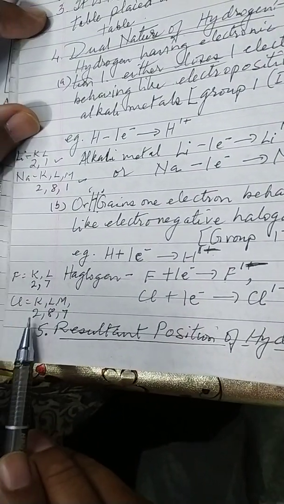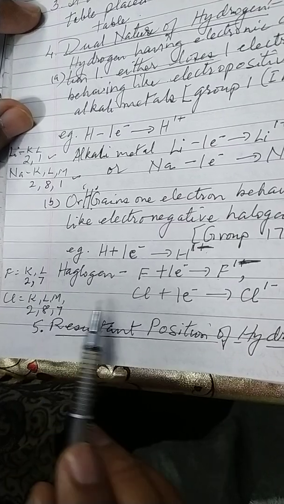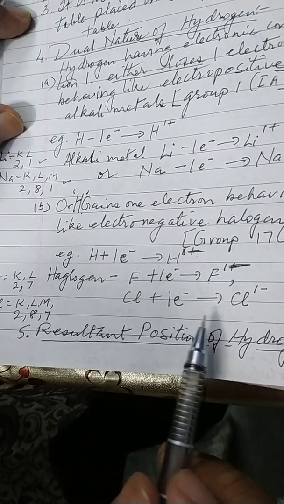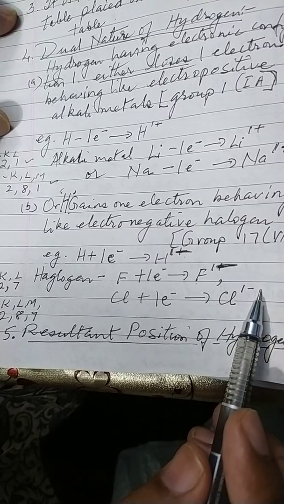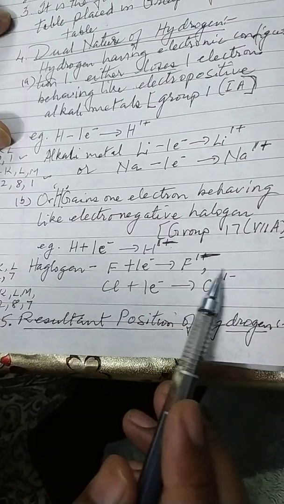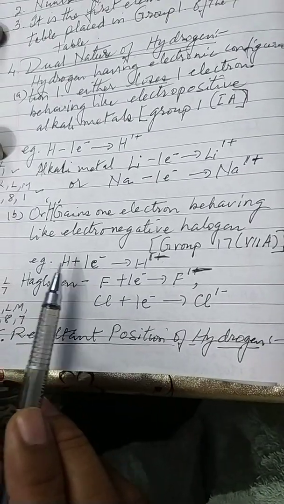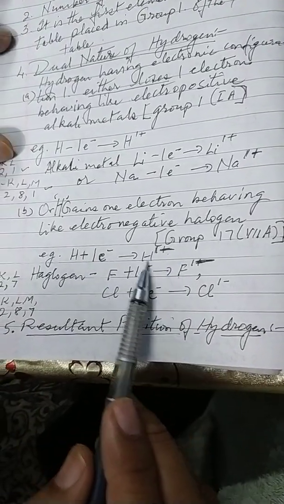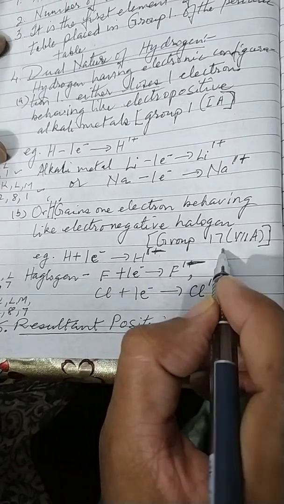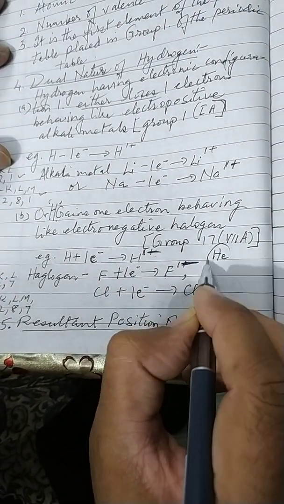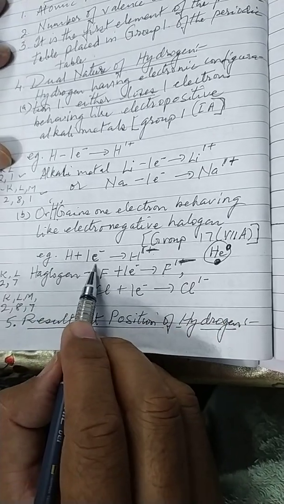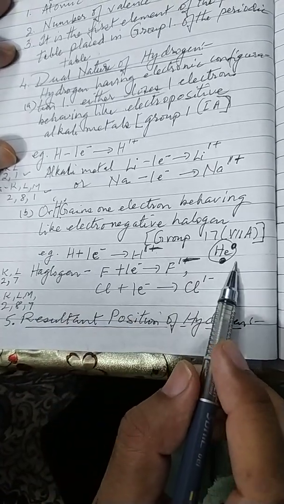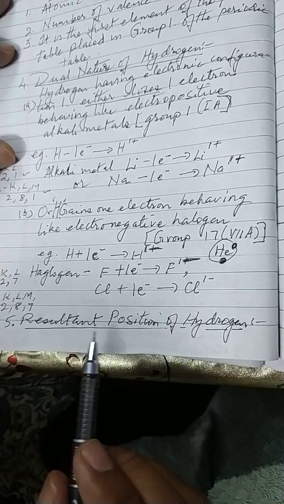Then we see in chlorine, 2,8,7, this also requires one. So when one electron is added, chlorine becomes an electronegative ion. So this property is also shown by hydrogen. It becomes like its nearest gas, helium. Now helium in its outermost shell has got 2 electrons. So when hydrogen gains one more electron, it becomes like helium. What is the resultant position of hydrogen?